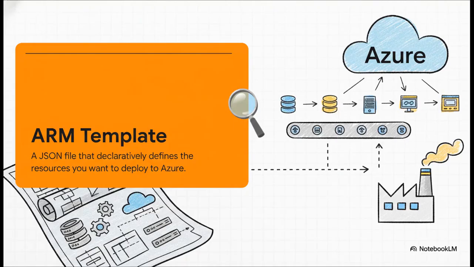So what is an ARM template? It's just a JSON file, but it's a very special JSON file that declaratively defines all the resources you want to deploy. The best analogy is a factory blueprint for your cloud. You hand over the blueprint, and ARM builds everything exactly to spec, perfectly, every single time. It's repeatable and reliable.